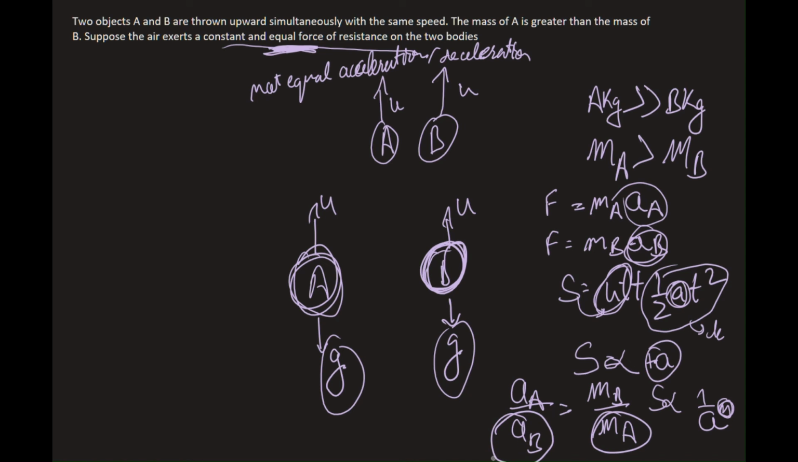So the greater the acceleration, or we can say deceleration, the less the height. So A will reach a greater height than B. This is your answer.